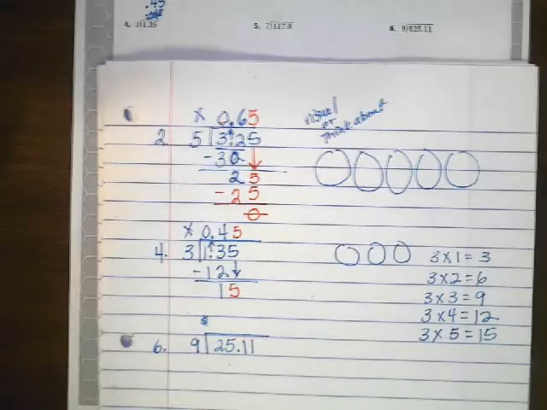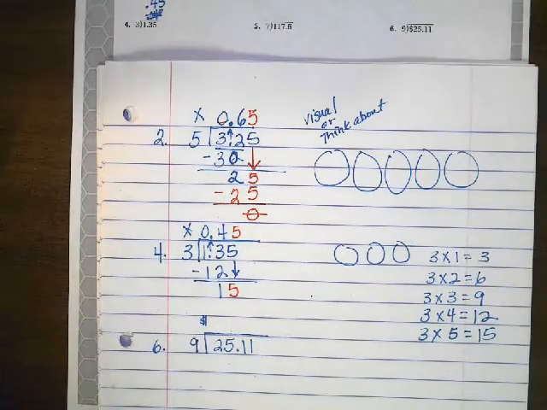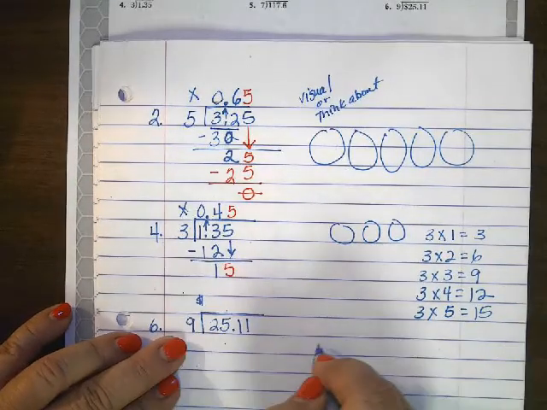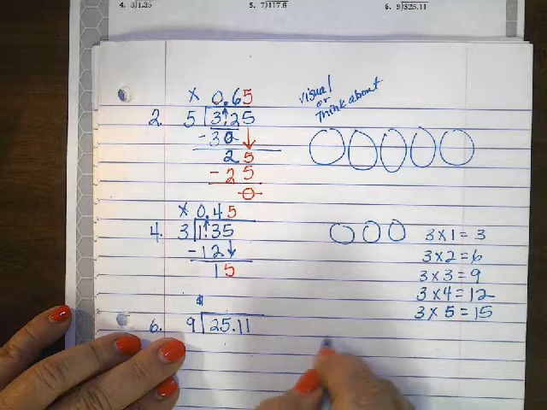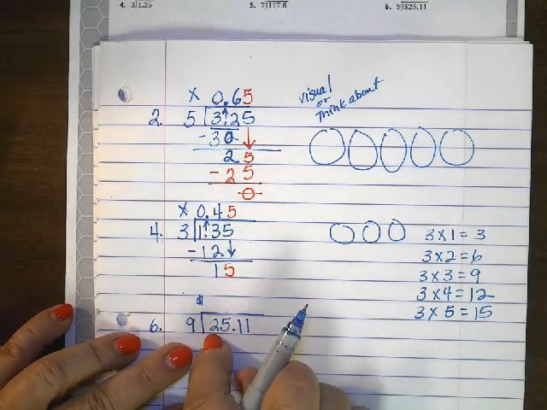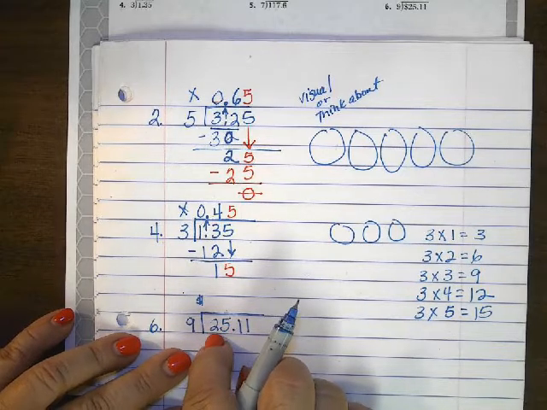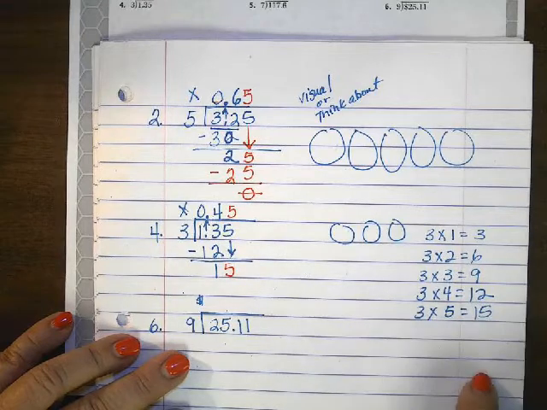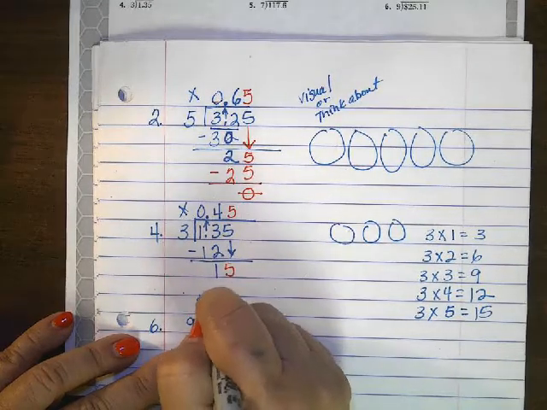My $25.11, and I'm going to share it amongst 9 people. So if I can make it into reality. All right. So I know that I have 9 groups. If you want to, you can draw up the 9. If not, I have 2 10s. Can I take my 2 10s and separate those equally into 9 groups? Nope, I can't do that.